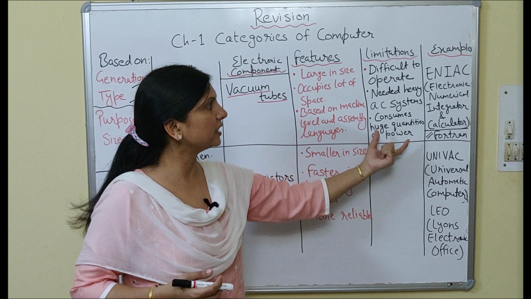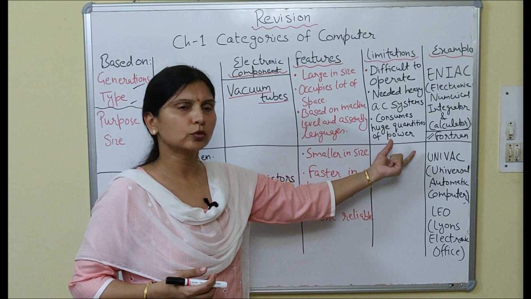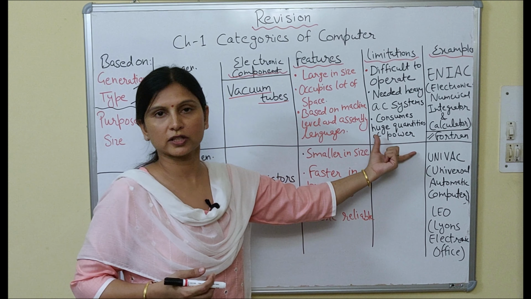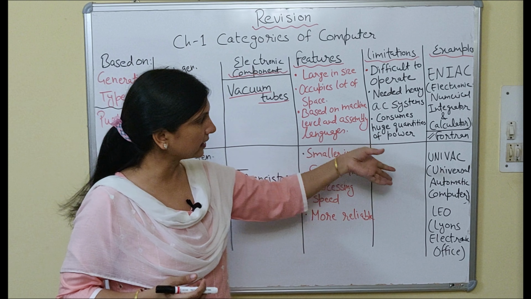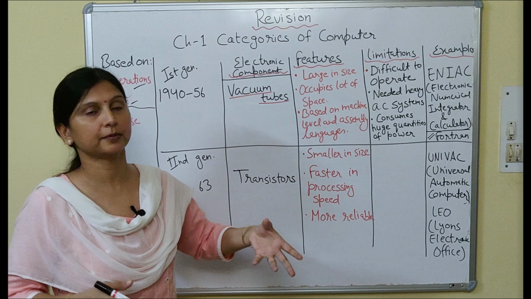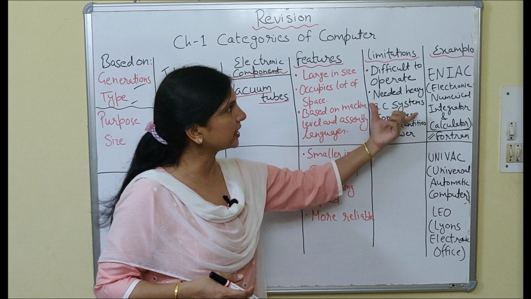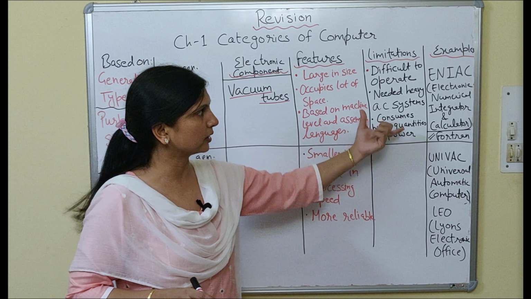So these were the 3 limitations, and in your book only limitations of first generation were given. So no need to go in that depth, and for the second and third, no need to search for limitations. These are enough limitations for first generation. You have to learn this only.